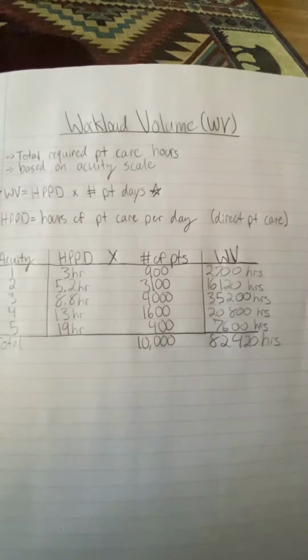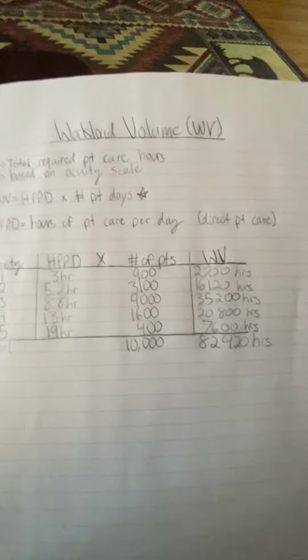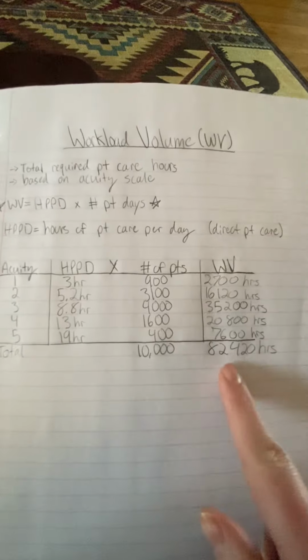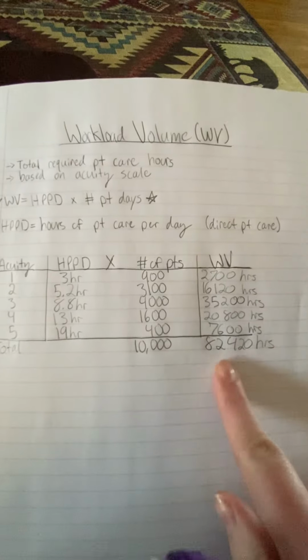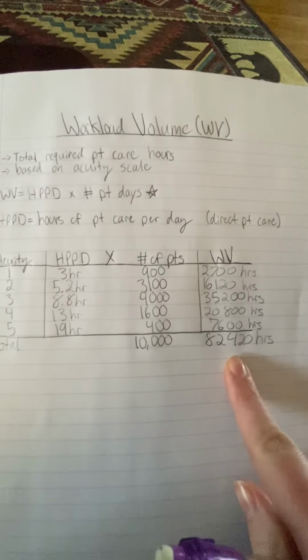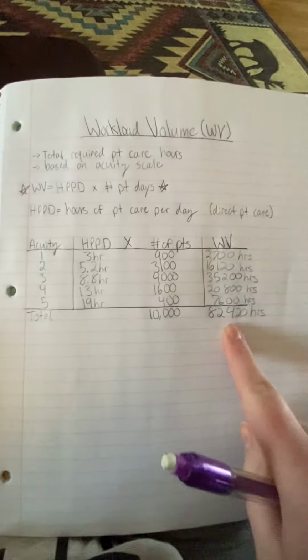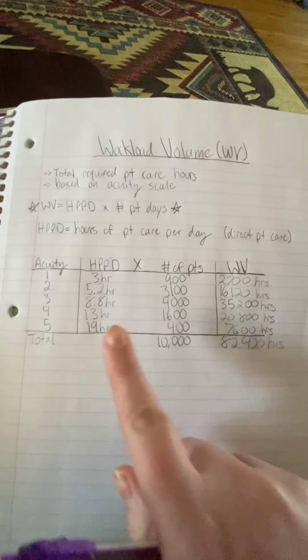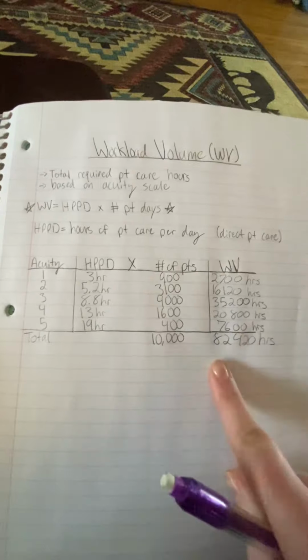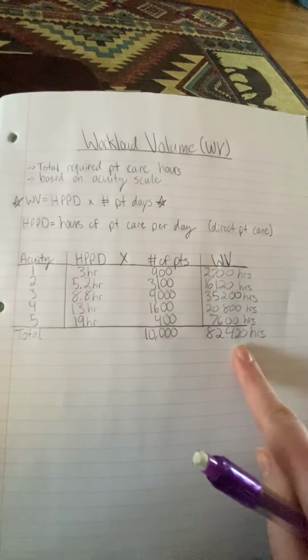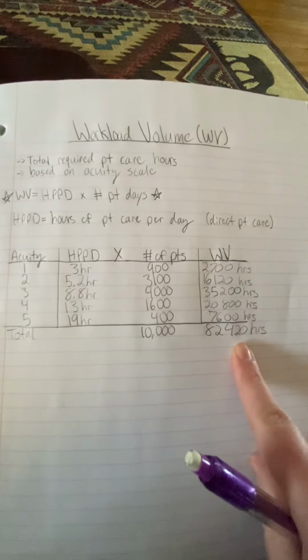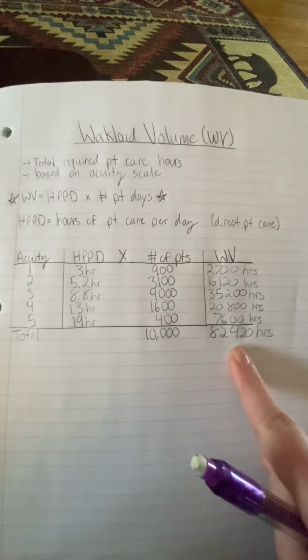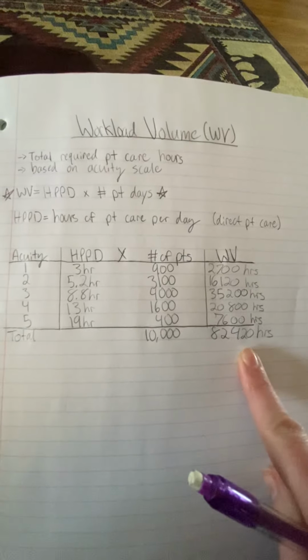They can figure out the distribution for each shift. But this is a number we need to calculate the total number of FTEs, which will be in the next video. So another quick recap, we do hours of patient care per day times the number of patients. That gives us our total for that unit, for that hospital, wherever this is, over that certain period of time.